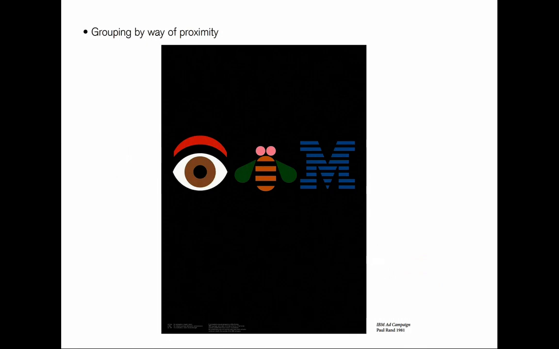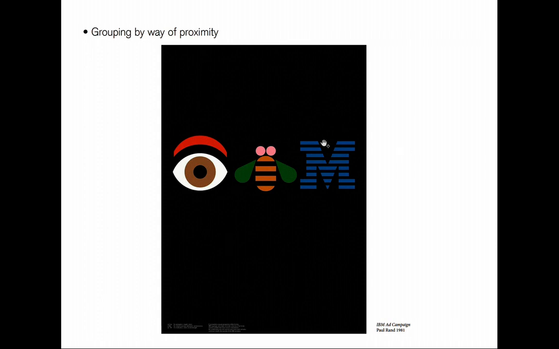Okay, grouping by way of proximity. Now, we have 3 objects here. These are done by the legendary designer Paul Rand in the early 80s. IBM. It's an ad for IBM. Now, there is some similarity between this object and this one in that they both have striping. But there is not much similarity outside of just generic illustration style between this object and this object. And yet, I see this as one large grouping. Then I've got lots of white space, which in this case is black. And then my eye drifts slowly towards the bottom to that small type there.